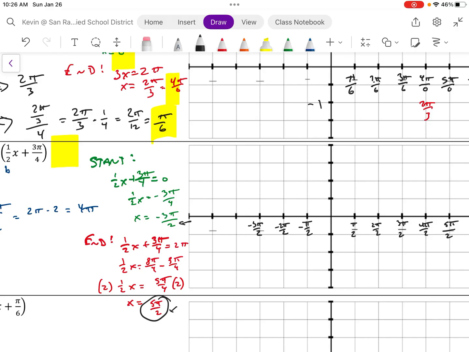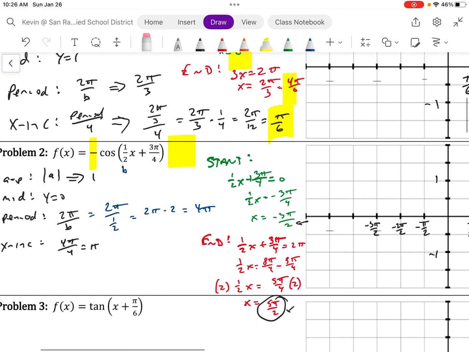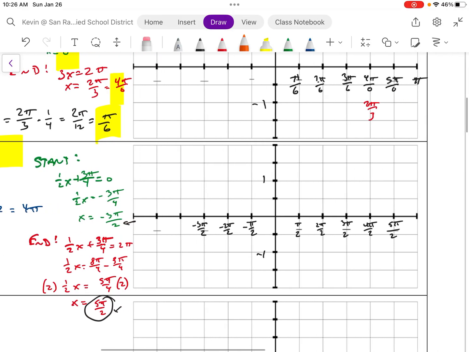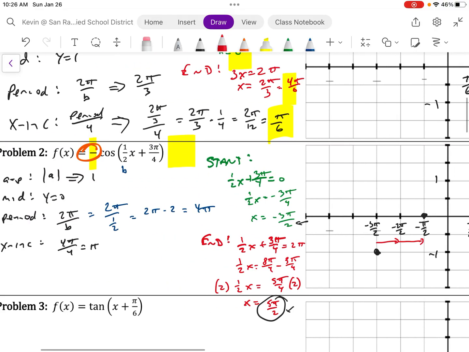And then it's cosine. So normally cosine would start at its maximum, and we're going to make this 1 and this negative 1. So normally cosine would start at its maximum, would go down to the midline, go down to its minimum. But, and this is a big but here, we said this is negative cosine, which means instead of starting at our maximum, I'm going to start at my minimum down here. So at negative 3 pi over 2, I'm starting there. I'm going pi over 2, 2 pi over 2, that's pi.